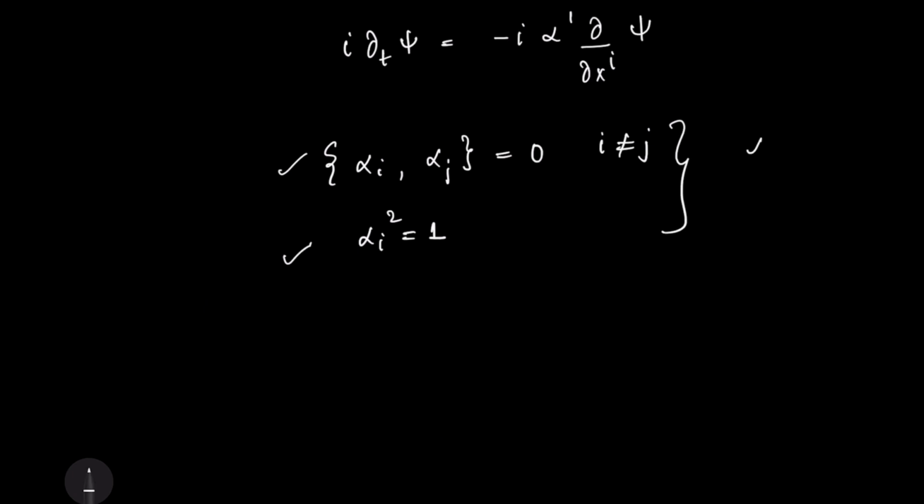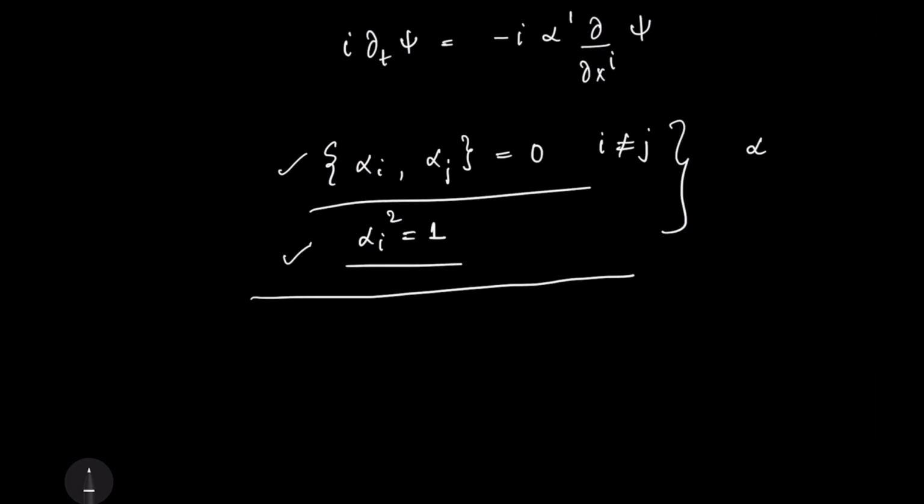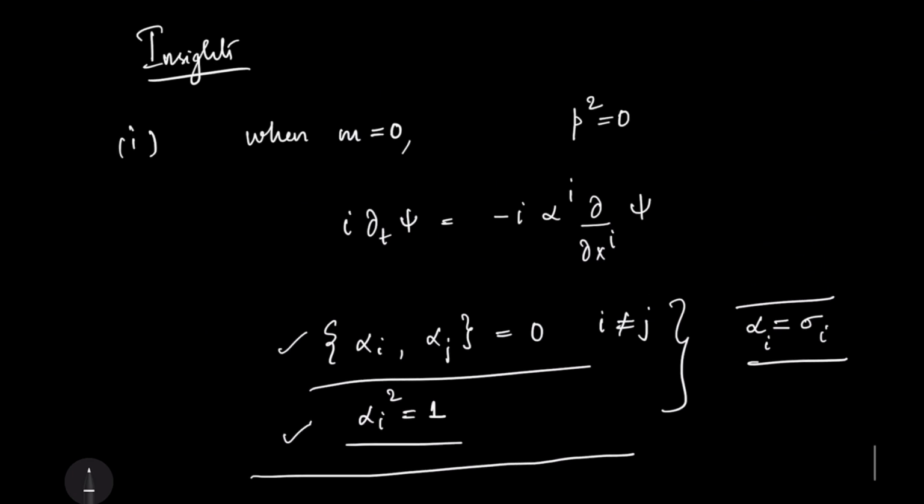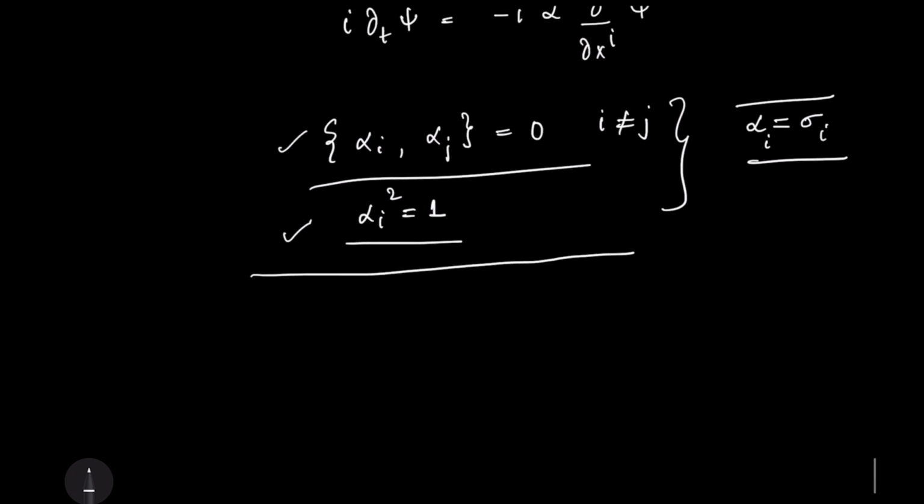Then what will be alpha? If there are only these two conditions, then there is only one group of matrices that anti-commute with each other and whose square is equal to identity, and they are called the Pauli matrices, which means that alpha i will be equal to sigma i when there is no mass. So when m is equal to 0, then alpha i is simply sigma i. So this result tells you something important. The equation for a massless particle and a massive particle are very different.